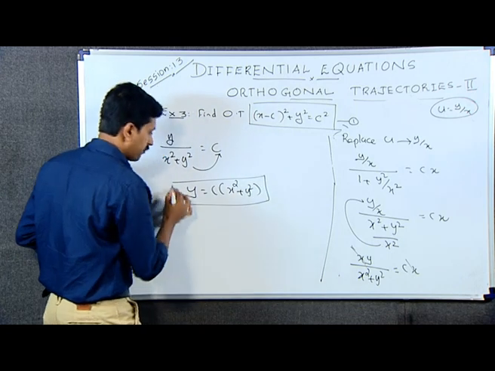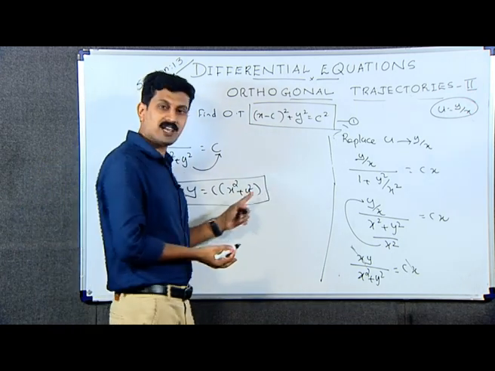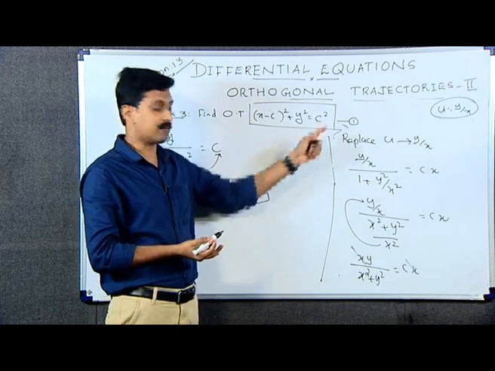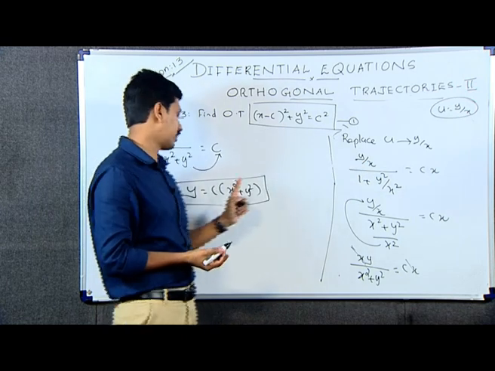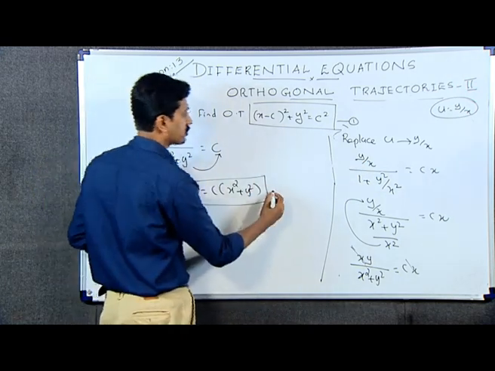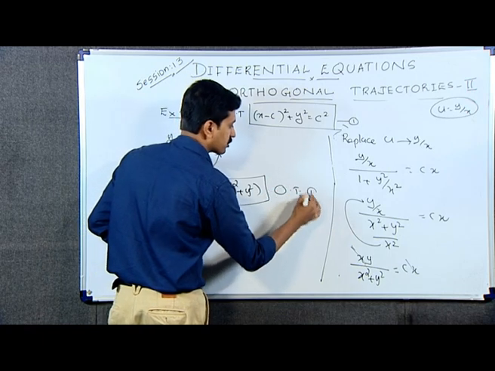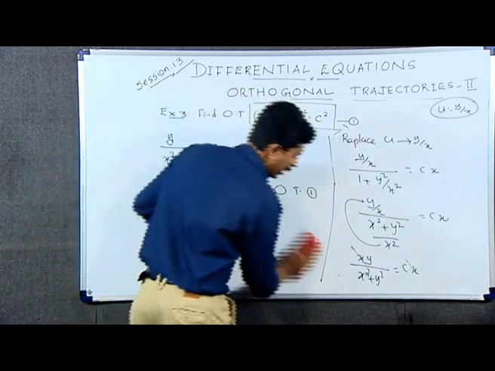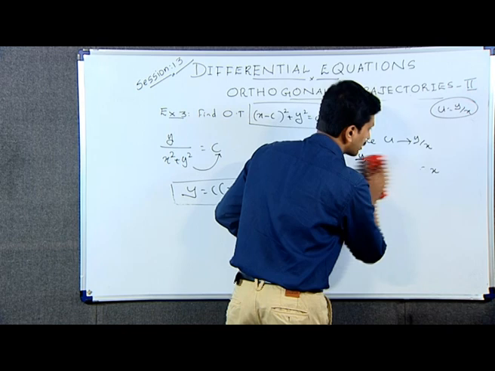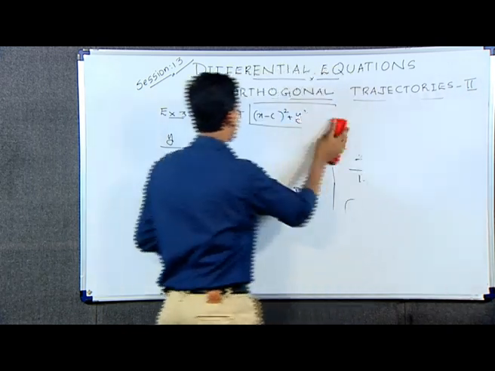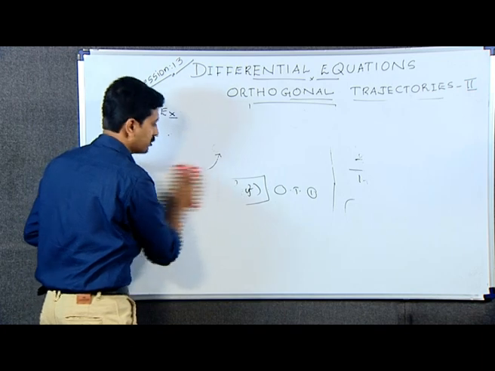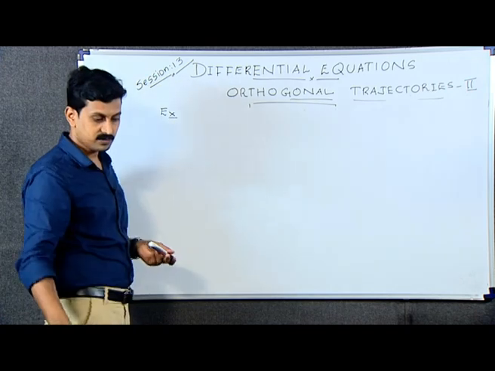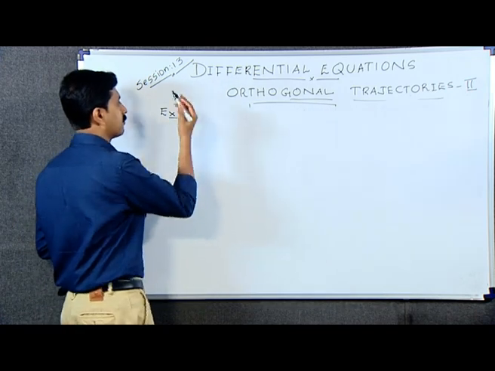Now, this is the final solution of equation 6. We got equation 6 from equation 1 by replacing y dash with minus 1 by y dash. Therefore y equal to c into x square plus y square is an orthogonal trajectory of equation 1. There are many examples we can solve to find orthogonal trajectories. Next we will move to another example, a very nice example to discuss, the orthogonal trajectory of a family of ellipses. I am moving to the next example, example 4.